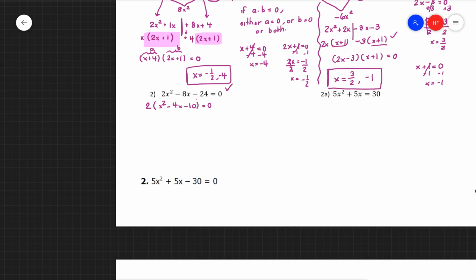And then I will factor that middle part. So all of this in the middle, I'm going to factor. And this goes back to what we did on Friday, because a is 1. So we need to find two numbers that multiply to negative 10, but add to negative 4. Negative 10. We have negative 1 times negative 10. It's negative 11, so no. Negative 2 times negative 5. Negative 7, so no.